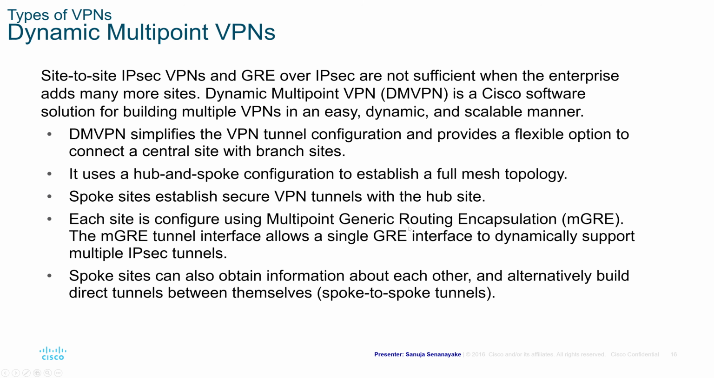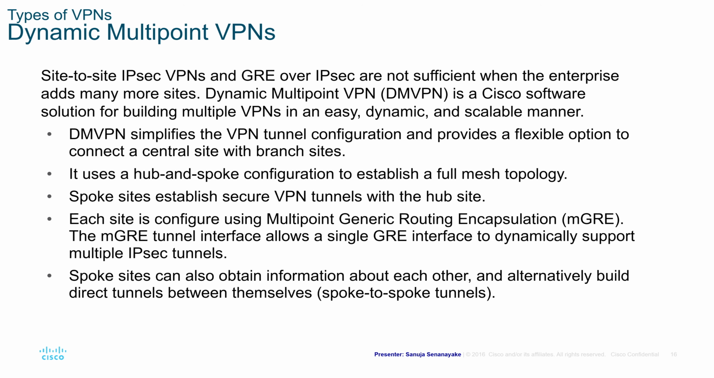And what it does is that when you have an enterprise level network with many sites, the IPsec VPNs and GRE over IPsec are not good enough. They're not very scalable. So DMVPN addresses that issue. That's the key feature of DMVPN. However, it is a Cisco proprietary system. DMVPN simplifies the VPN tunnel configuration and provides a flexible option to connect a central site with branch sites. It uses a hub and spoke configuration to establish a full mesh topology.